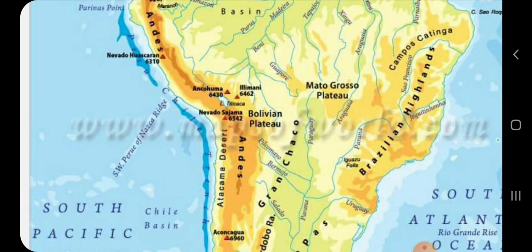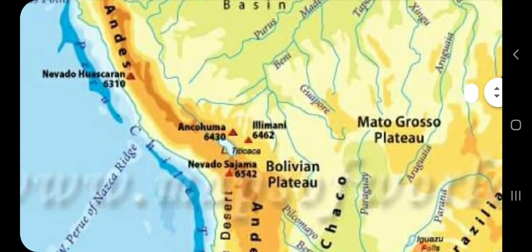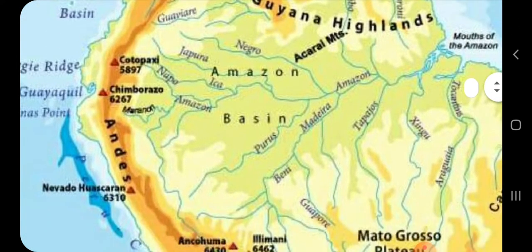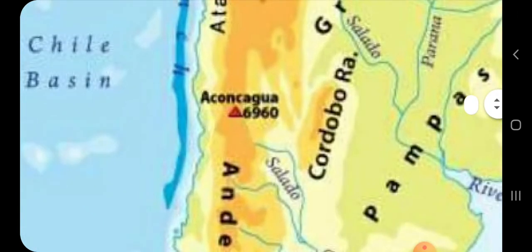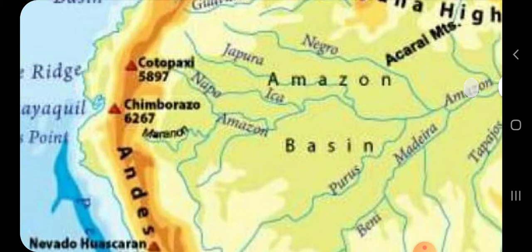There are a number of lofty peaks in the Andes. The highest peak is Mount Aconcagua. Some high peaks remain snow covered throughout the year because of their height. There are a number of active volcanoes, so many active volcanoes are here, for example, Mount Cotopaxi. See the location.